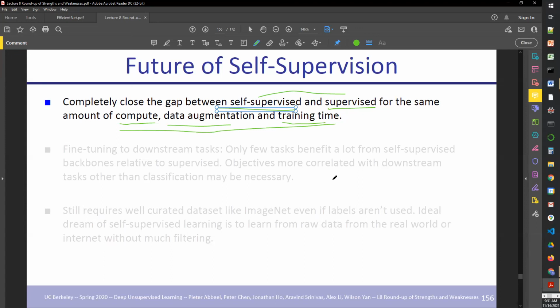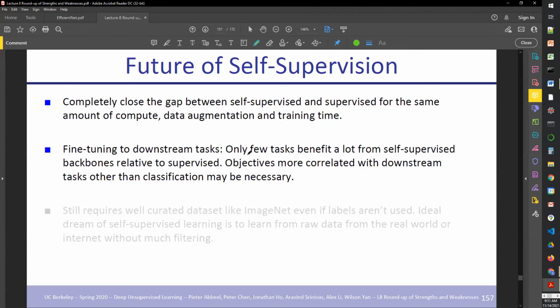That's the next problem to go solve. That is, how can we get equal results, self-supervised and supervised, while keeping the compute, data augmentation, and training time similar at least to supervised? That's a big challenge, and it'll be fascinating to see how or whether we get there, or whether this is a trade-off that can't be bridged. But that will be a fascinating space to work on.